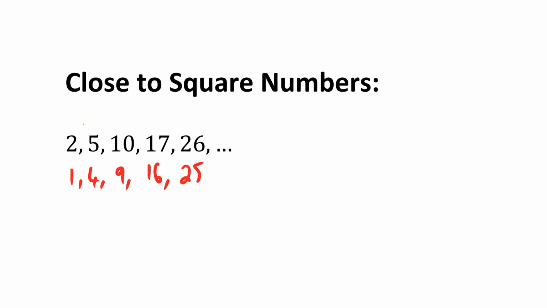that each of these numbers is 1 more than the corresponding square number. So the next square number should be 36, so 1 more than that would be 37 to complete the sequence. If you saw this sequence in the aptitude test without having this exposure to it, it would completely throw you off.